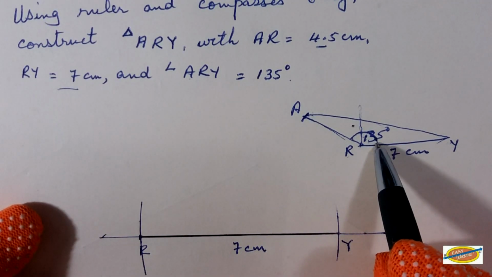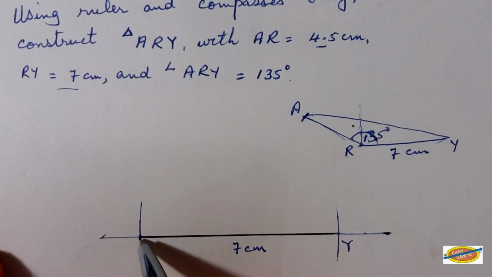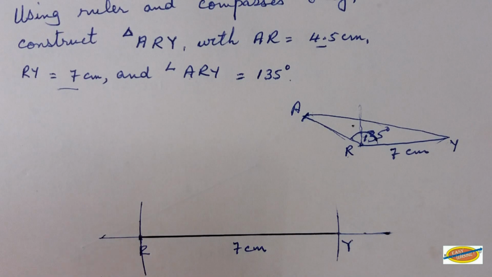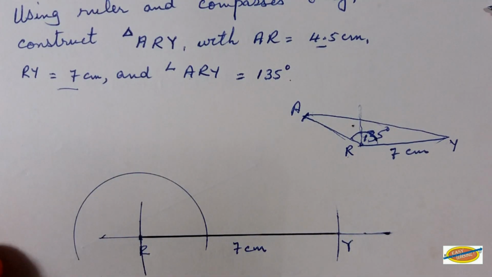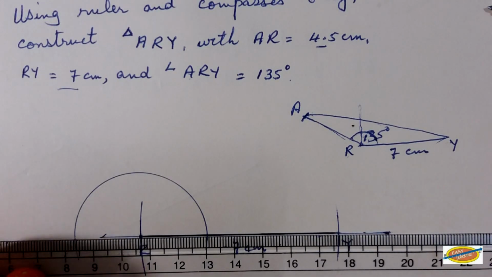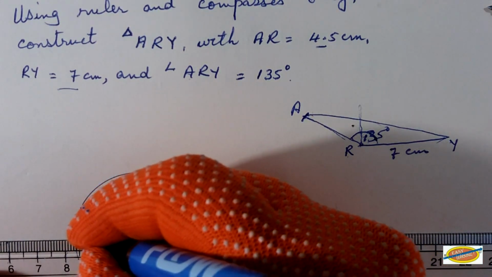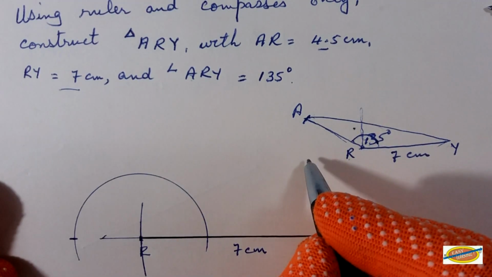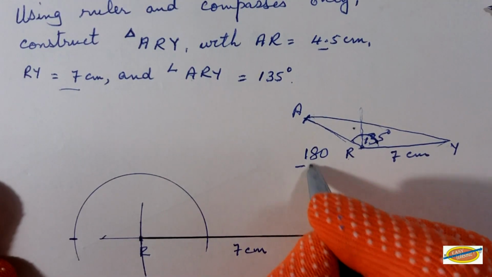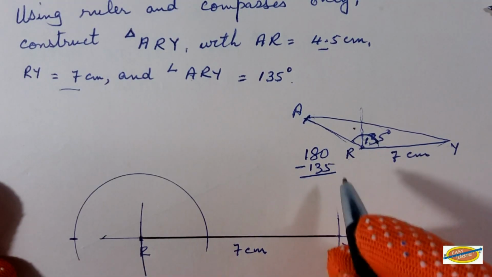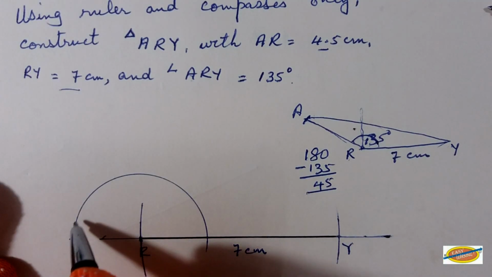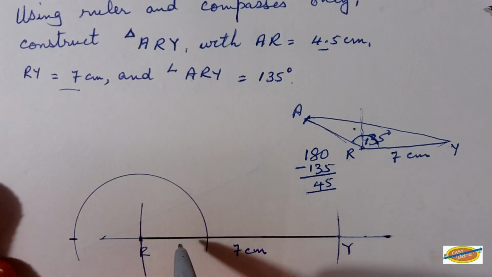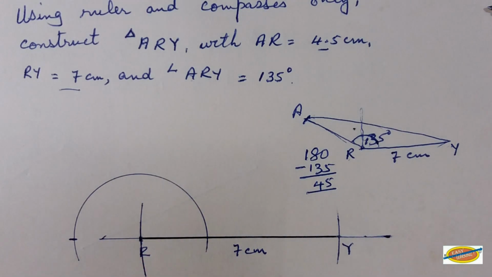We only have one angle here, which is 135, and we need that angle at R. So let's construct 135 here. Recall that 135, 180 minus 135 is 45. So we will construct 45 this way and consider the 135 over on that side.